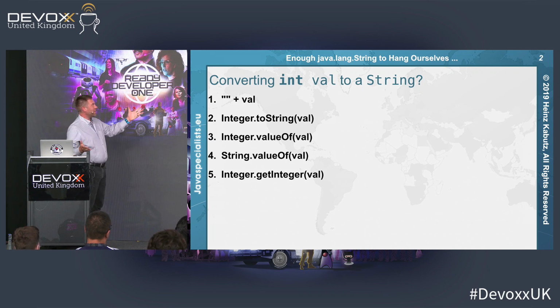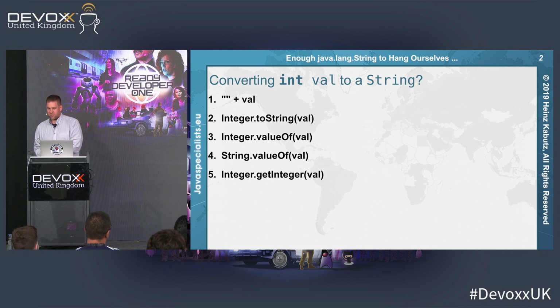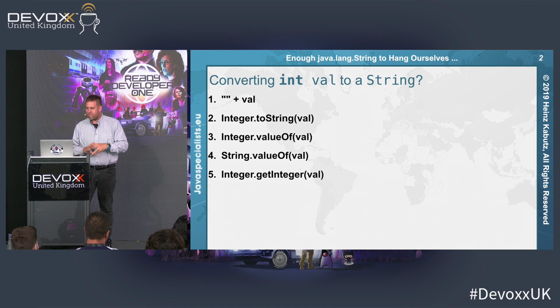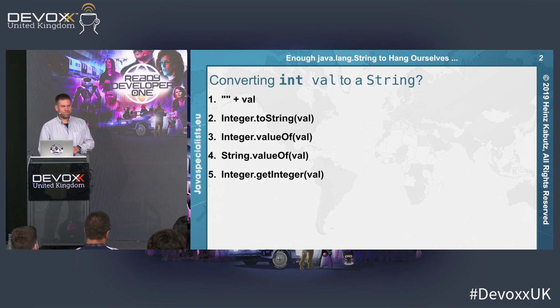And if you look at this, what is the best way to convert an int to a string, right? You could have integer.toString, integer value of, string value of, integer.getInteger. What's the best way, right?